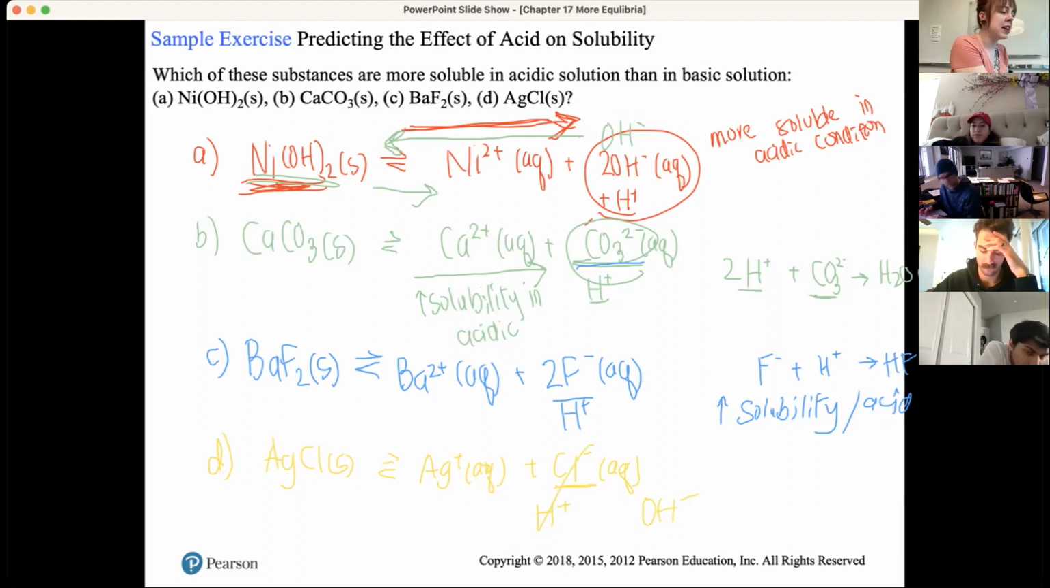It's not going to draw it out. So it might have a separate reaction to make silver hydroxide, but it's not going to affect the solubility within that one. So no effect. So basically, if you find a conjugate base of a weak acid or of a strong acid, no effect with pH.